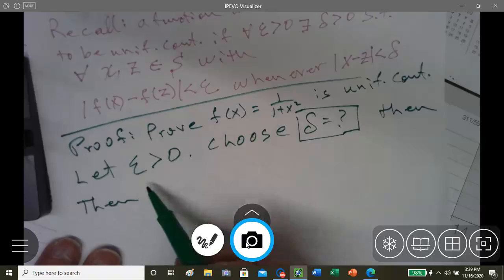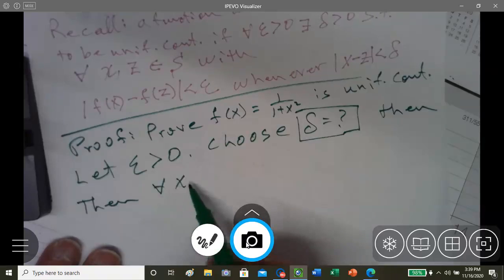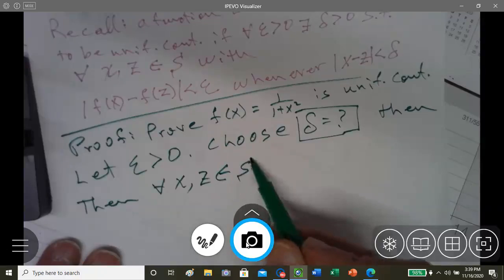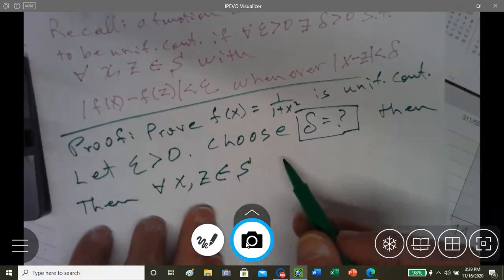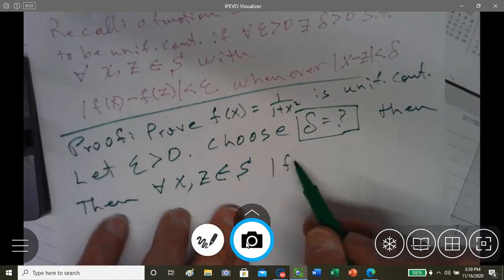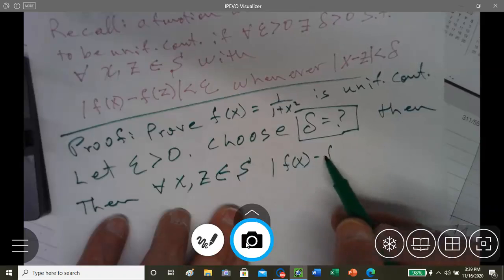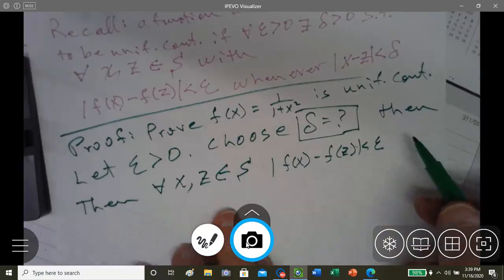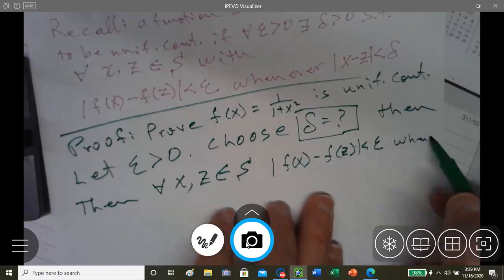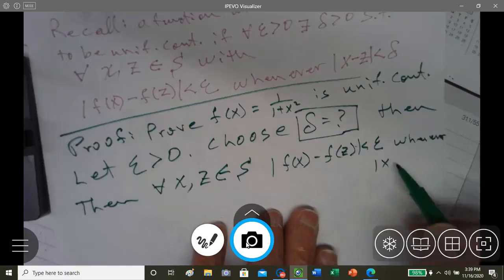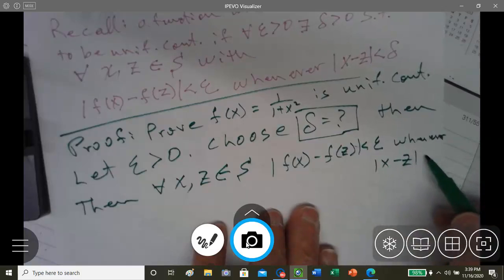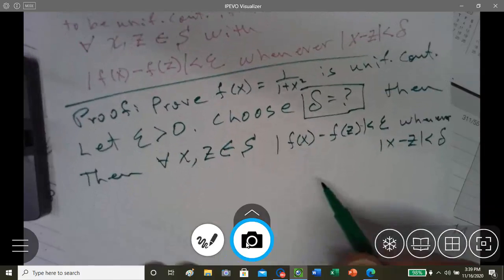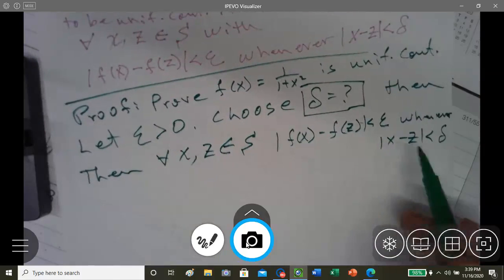Then for all x and z that are elements in domain S, the absolute value of f of x minus f of z is less than epsilon whenever the absolute value of x minus z is less than delta. But first we've got to figure out the scratch work for that.